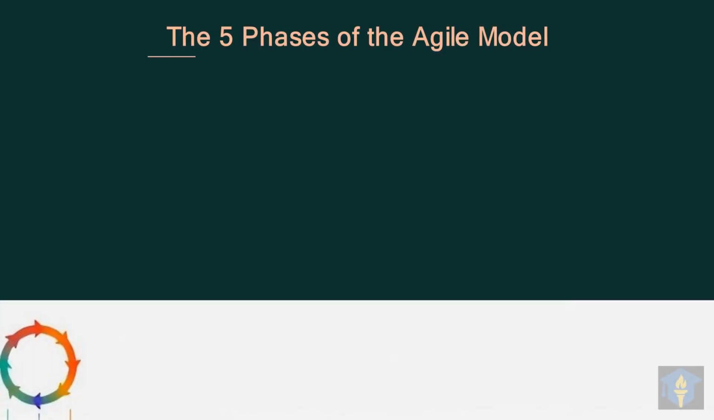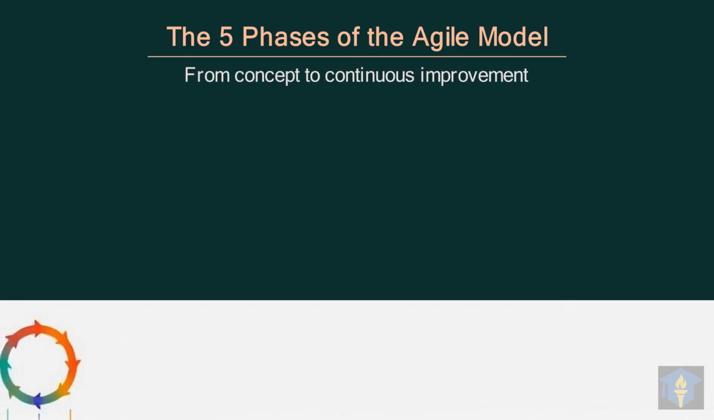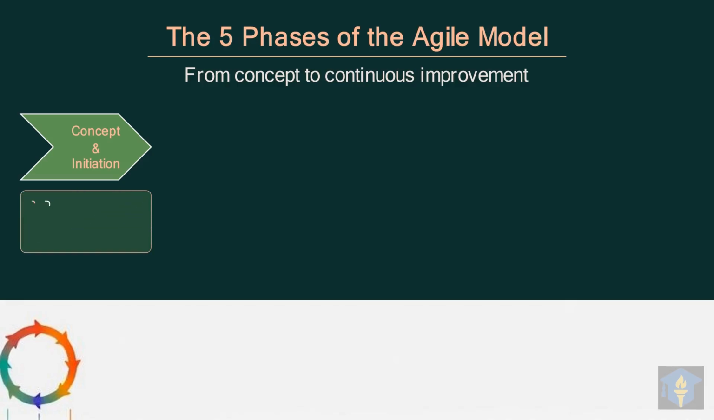Let's break down the Agile model into its 5 distinct phases, from start to finish. These phases guide a project from its initial concept all the way to continuous improvement. The first phase is concept and initiation, where we define the project's high-level goals. Here, you'll define the overarching goals and set the key priorities for your project.